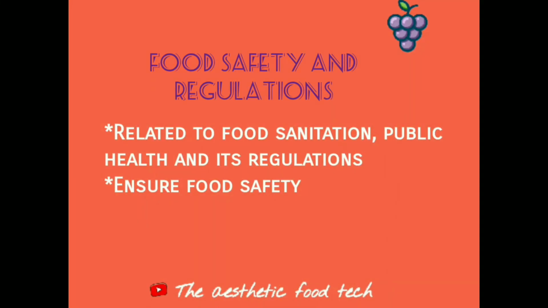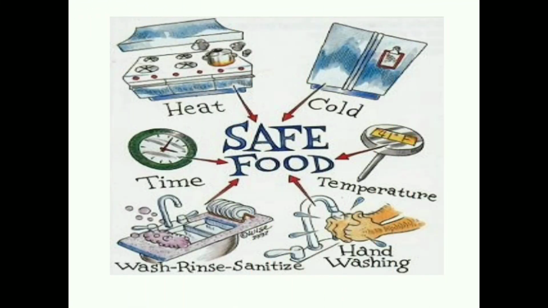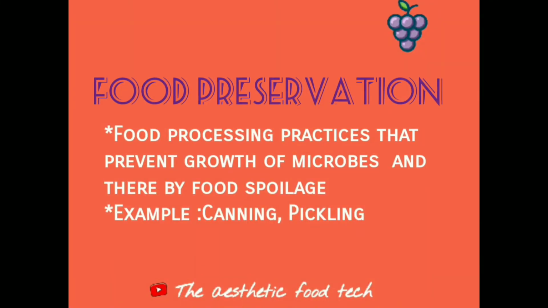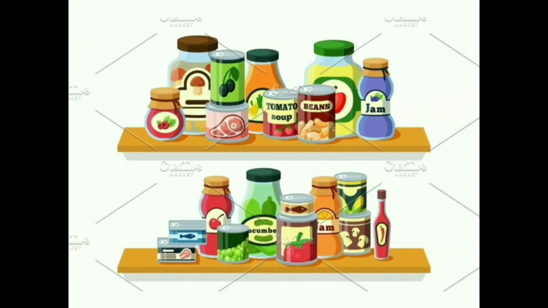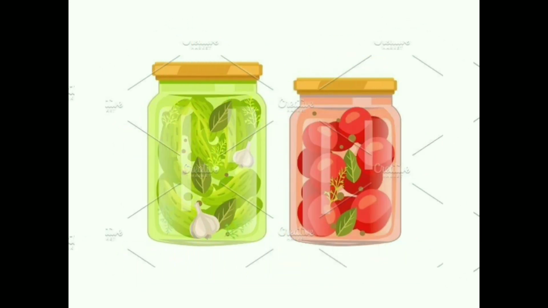Have you heard about food safety and regulation? It's of great concern in the food sector. In food safety and regulation, we focus on food sanitation and public health and ensure food safety. The major concern while dealing with food is the spoilage of food, and this has to be prevented. For that, various preservation methods are used. In fact, preservation methods are food processing practices that prevent the growth of microorganisms and thereby the spoilage of a food product. Examples of preservation methods include canning, pickling, etc.